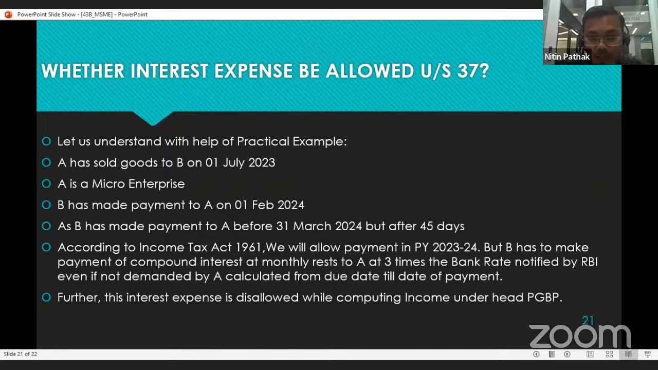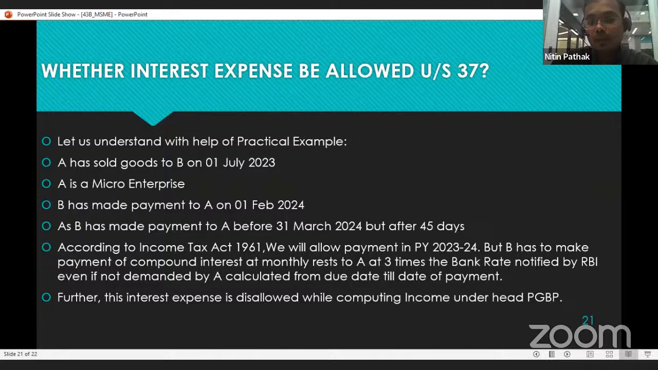According to the Income Tax Act 1961, we will allow the payment in previous year 23-24, but B has to pay compound interest at monthly rests to A at three times the bank rate notified, even if not demanded by A, calculated from the due date till the date of payment. Further, the interest expense is disallowable while computing the income under the head PGBP.